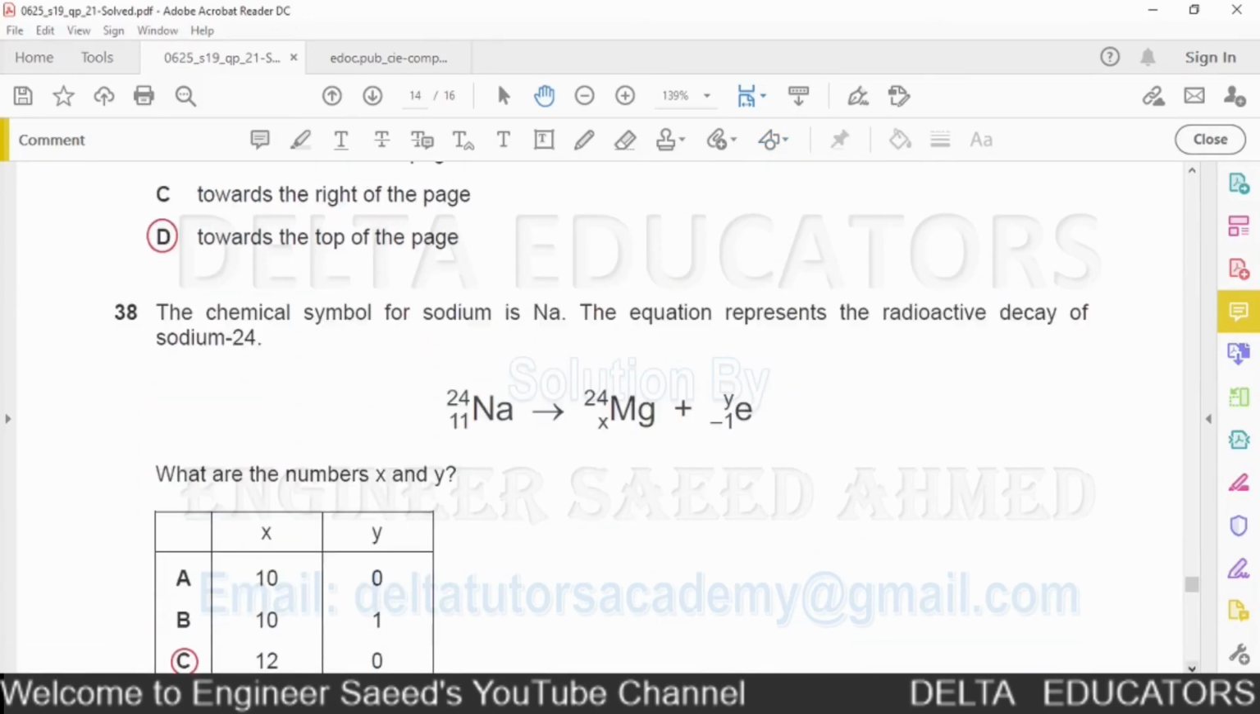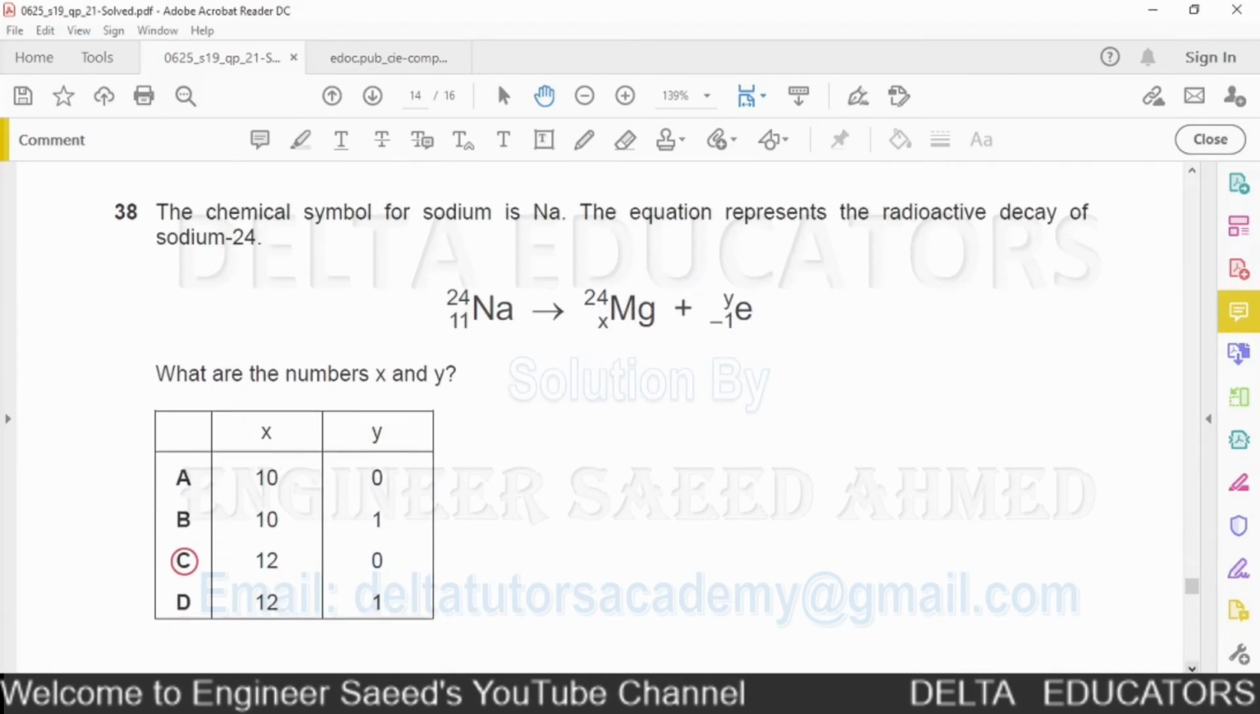Okay, next question. Question number 38. The chemical symbol for sodium is Na. The equation represents the radioactive decay of sodium-24. What are the numbers X and Y?